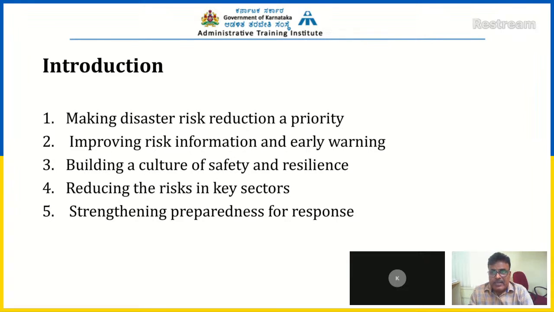Serial number 3: building a culture of safety and resilience. Therefore, preparedness also includes giving awareness, proper education, and proper information to the public regarding safety and resilience of their neighborhood, their families, their gram panchayat, etc. So, a culture of safety must be inculcated among the community. Otherwise, they will just ignore it, and when the disaster strikes, they will get trapped in that.